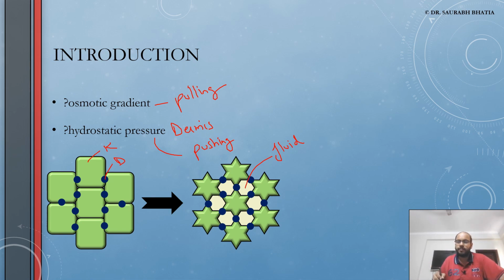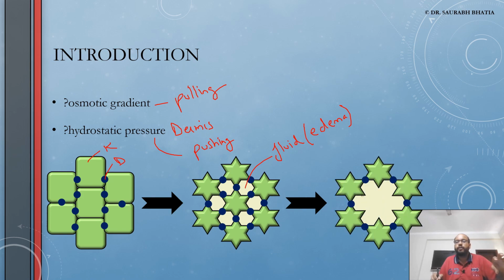So here we have keratinocytes. The green ones are keratinocytes, while the blue ones are the desmosomes, or the connections between two keratinocytes. With spongiosis, what exactly happens is that fluid gets accumulated in between the cells. And as you can see, this fluid is pushing the boundaries of the cells around, and the cells are only attached at the level of desmosomes.